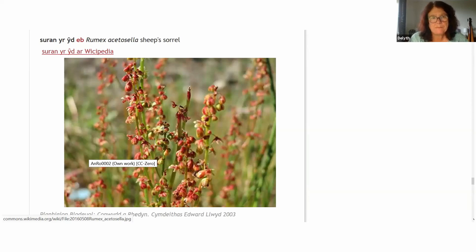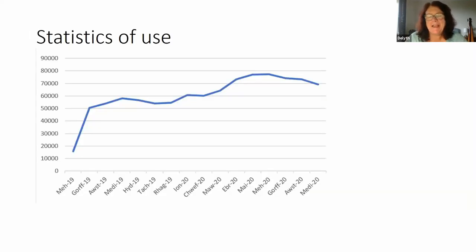Okay, so I think this is quite new for all of you, that you won't have seen these statistics of use before. But I asked Dewi, I think it was only yesterday, if he could go into the system for me and see how well this dictionary, this online Gerlyver Kernewek, was being used. I'm sorry, the names of the months at the bottom there are in Welsh. So they start off at June 2019. That's when the dictionary was launched.